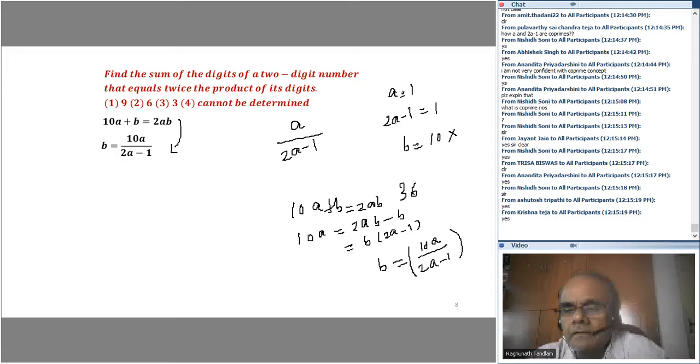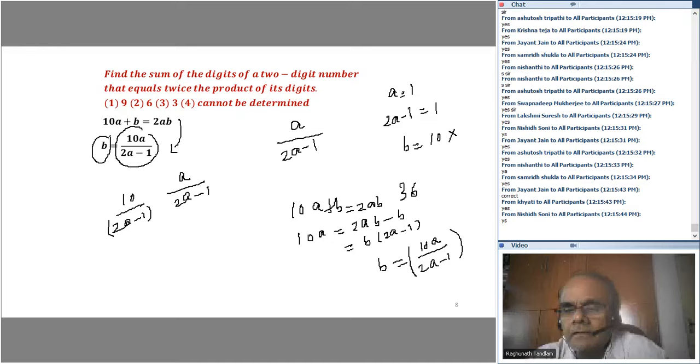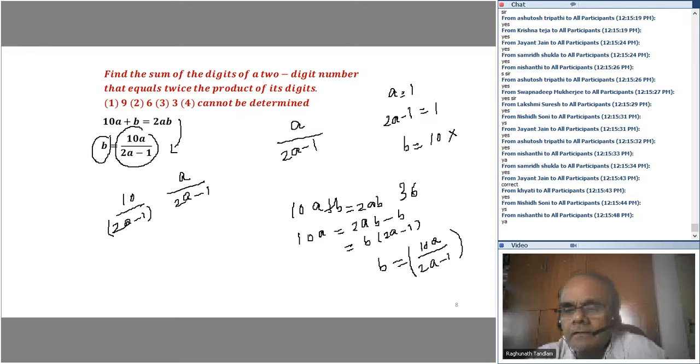Now either a should be divisible by 2a minus 1 or 10 should be divisible by 2a minus 1. Are we clear with this or not? Nishit, are you clear? Right. Let's assume that this is divisible.